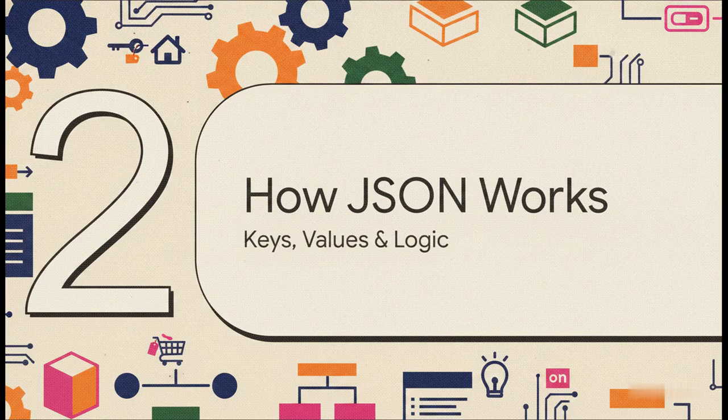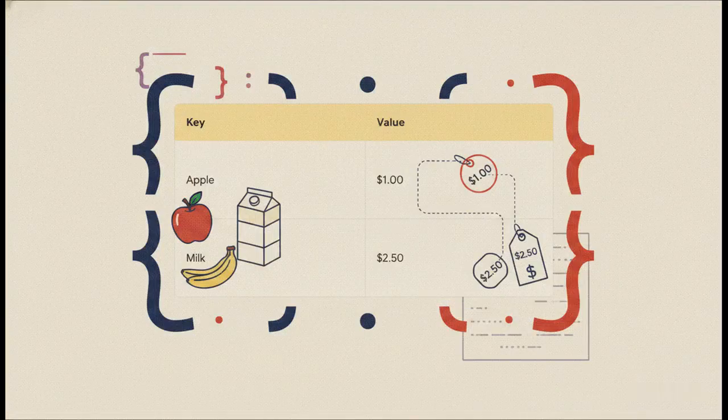All right, Section 2, how JSON actually works. Keys, values, and real-world logic. To really grasp this, let's step away from the code entirely for a minute and look at systems we use every single day in the real world. You're actually already intimately familiar with the logic of JSON, even if you've never written a single line of code in your entire life.